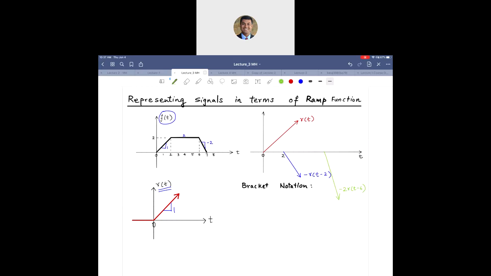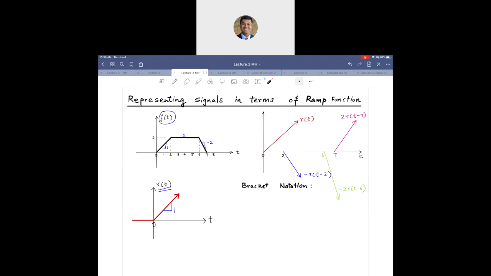So I would need a different color here. Let's say at 7, I have going up with a slope of 2 as well. So that at the end would be 2 r of t minus 7. So this is 7, and let's see, this is going to be 6 here, all that. If you add up all these pieces individually, you can see that it goes up, cancels out, goes down, cancels out, and you get overall the same signal.